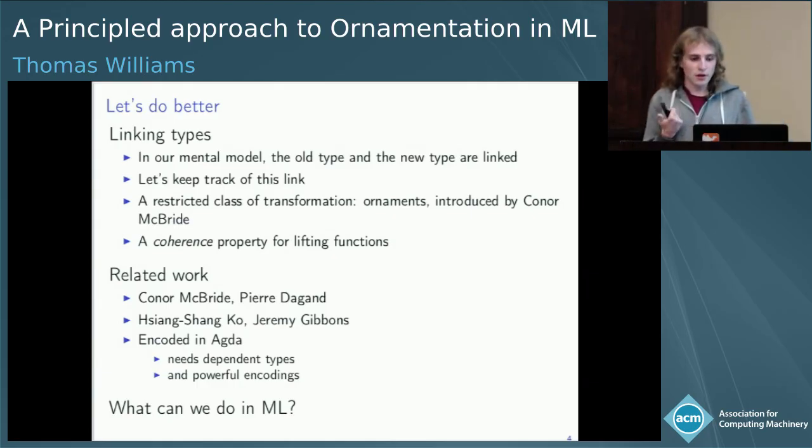So we will use a restricted class of transformations called Ornaments, introduced by Conor McBride, and he introduced the coherence property that we will use for lifting functions. It gives a sort of specification of the function that we would want to produce.